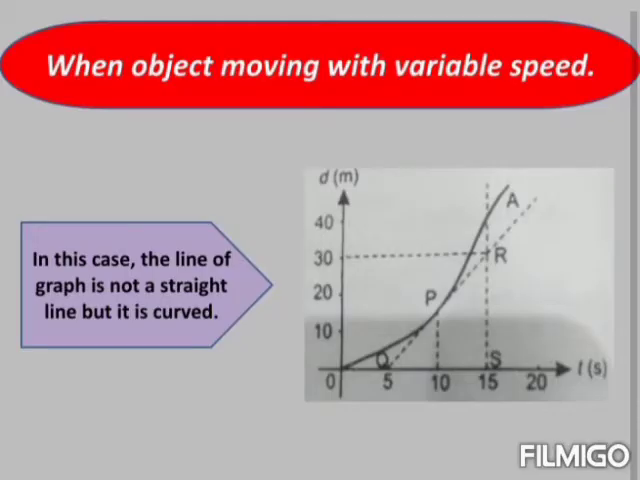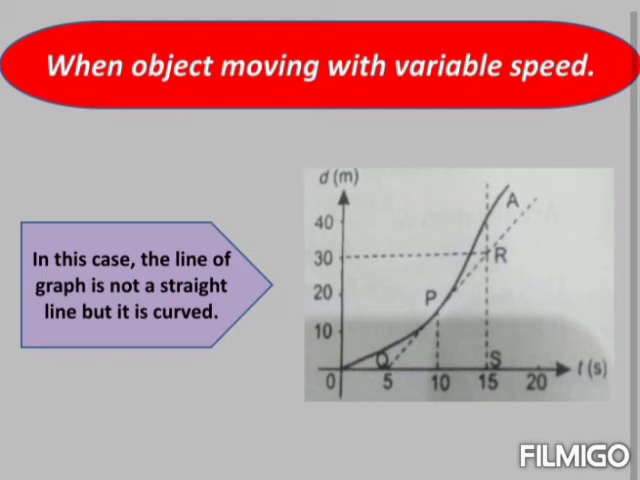Okay, here is the graph when the object is moving with variable speed. As you can see in the graph, there are two quantities, the distance and time. We have to plot the values of distance on the y-axis and the values of time on the x-axis. As you can see, the line of the graph is not a straight line but it is curved. It means there is a change in speed in equal intervals of time.